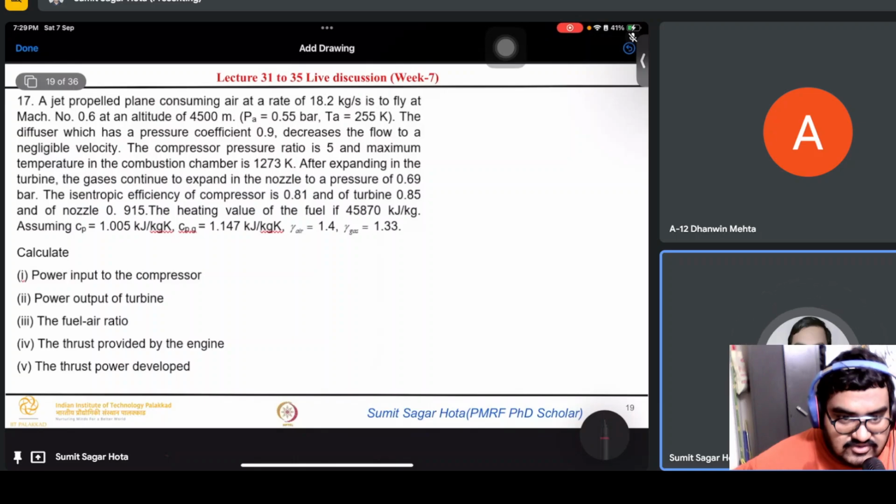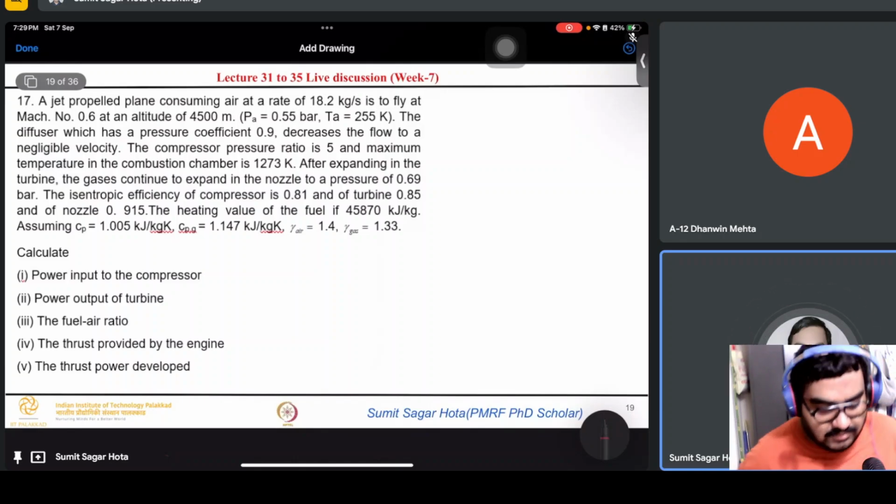The heating value of the fuel is 45,870 kilojoule per kg, assuming Cp of air as 1.005 kilojoule per kg Kelvin, and Cp of the gas 1.147 kilojoule per kg Kelvin, gamma of air 1.4, gamma of gas 1.33. We have to calculate the power input to the compressor, power output of the turbine, fuel air ratio, thrust provided by the engine, and the thrust power developed. This is a very good example of a jet propelled or turboprop engine.